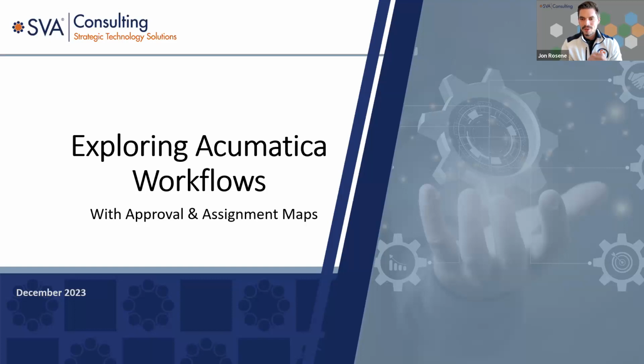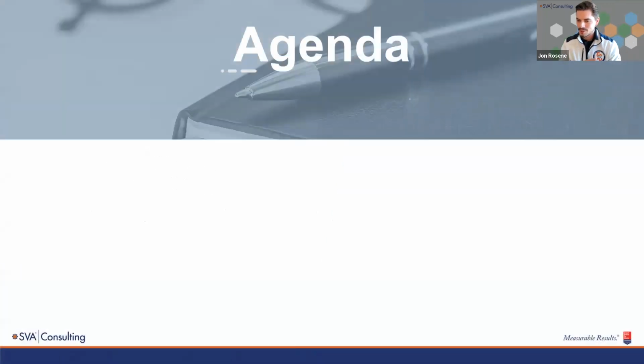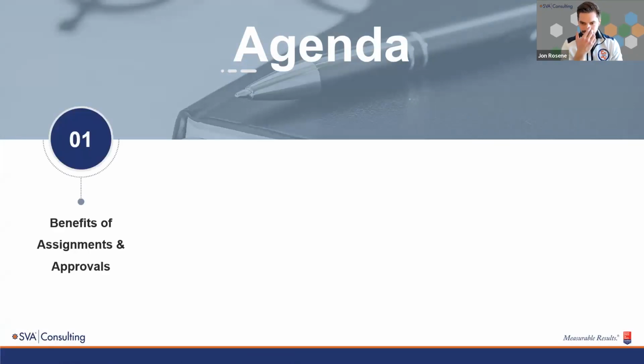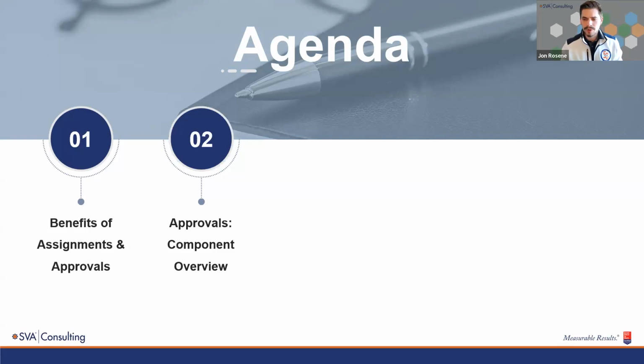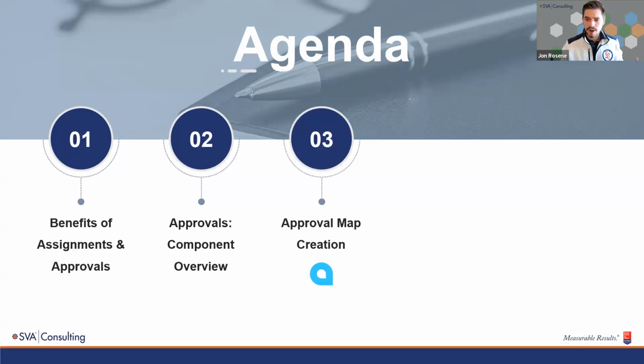All right. So we're going to start off with a quick agenda, a quick overview of the topics that we'll be discussing as it relates to approval and assignment maps. We want to explore the workflow functionality around these components within Acumatica. Specifically, we want to start with some of the benefits that we can expect once we have these enabled. As we go through the presentation, we will also be doing a high-level overview of some of the key components that feed into that functionality, and some things to be aware of as we proceed into the demonstration.